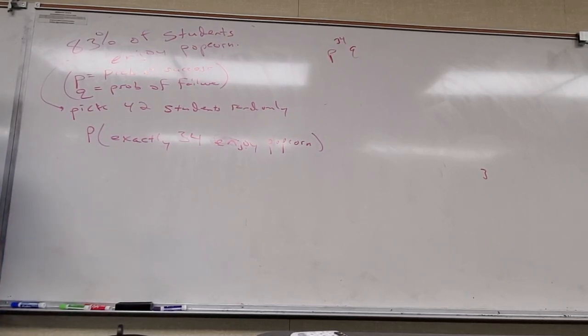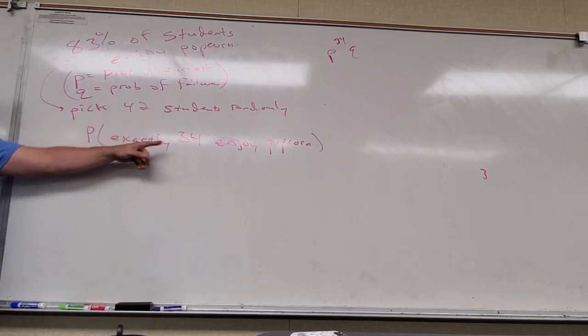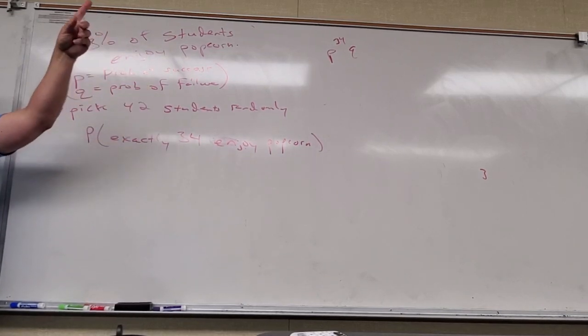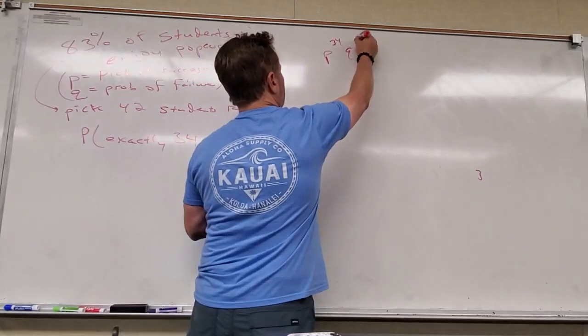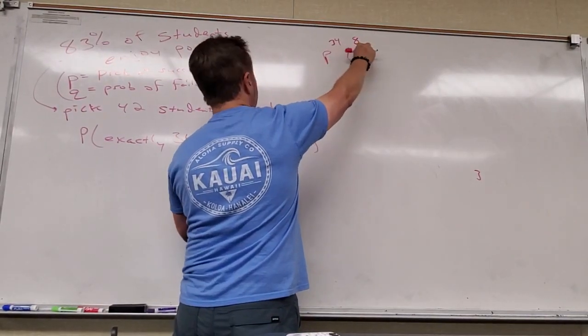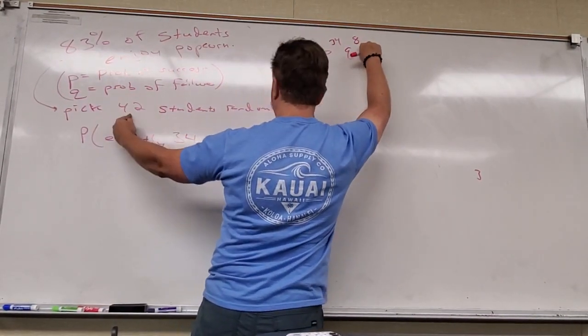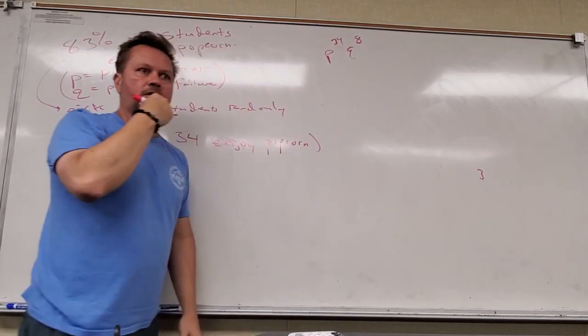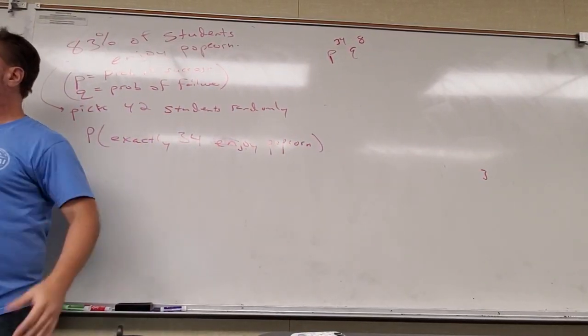How many total people are there? 42. There's 34 successes. How many failures? 8. So these two will always add up to be the total number of things or people. Of course they will, because I'm breaking everybody up into 2 groups, right?